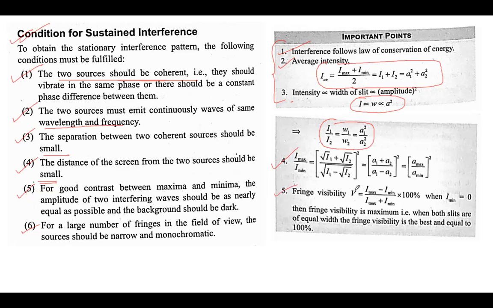Fringe visibility V is equal to I maximum minus I minimum by I maximum plus I minimum into 100%. ठीक है? If I minimum is 0, then fringe visibility is maximum. That is, when both slits are of equal width, fringe visibility is the best and equal to 100%.